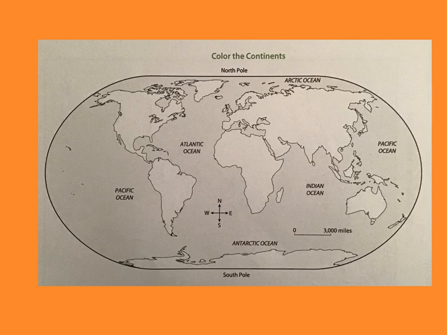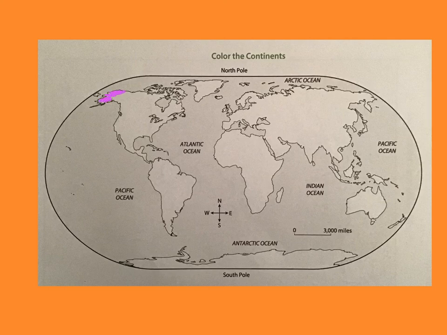The first one we're going to start with is purple, and that's going to be the continent of North America. Can you point to the continent of North America on this map? Yeah, it's this guy right here. All of this. So we're going to color this purple. So pull out your purple crayon and color with me.